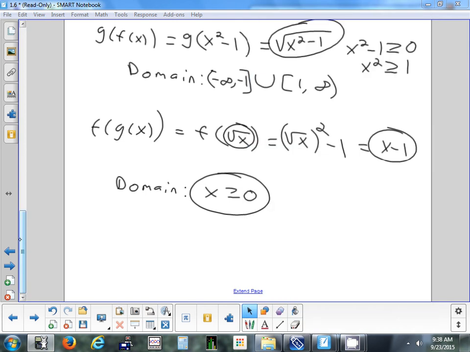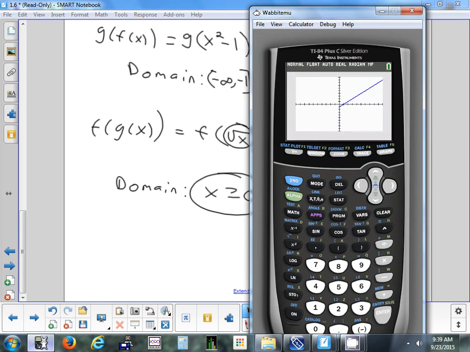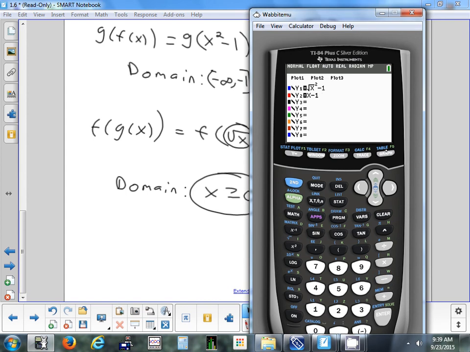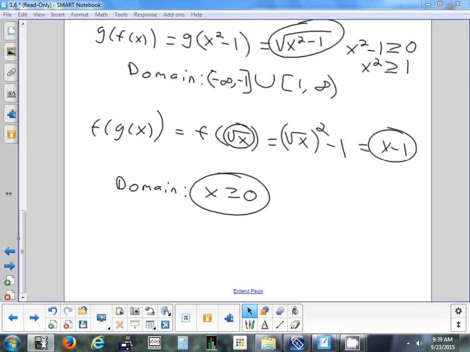If you plug it in as the final answer, the calculator won't know that you had a square root originally because you just canceled it out, you made it disappear. I'll show you what it does if we graph that. It's just going to graph the whole line. It doesn't know there was a square root there that canceled out. So you have to go back and look at that inside function.